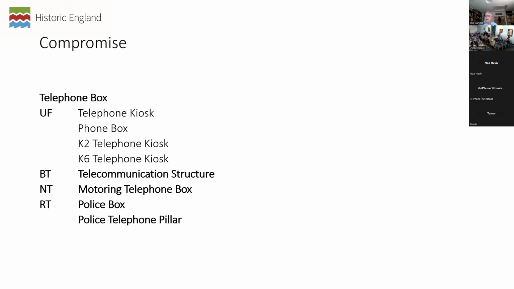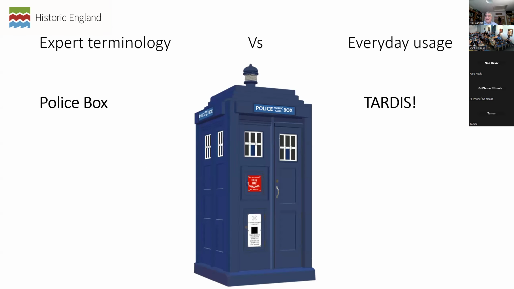The problem lies in that with something like police box, you get this problem, where the expert thinks it's a police box and the member of the public calls it a TARDIS, which is the name of Doctor Who's time machine on the popular British sci-fi program about a time lord who travels through time. But if anyone of any age now sees one of these on the streets, and they are increasingly rare, they don't think of them as police boxes because they've not been used as such for 50 years. They think of them as TARDISes or time machines.